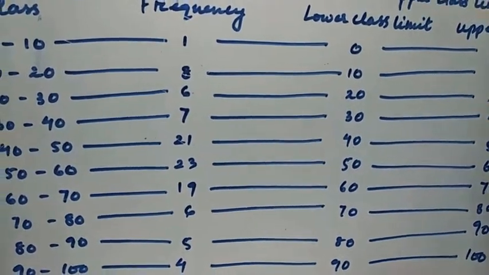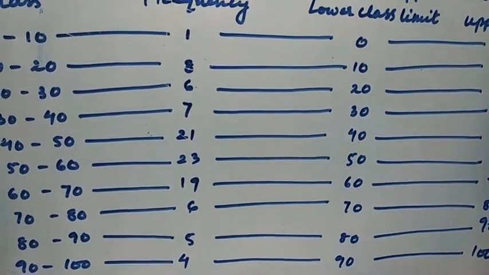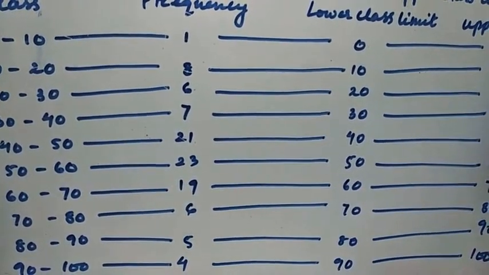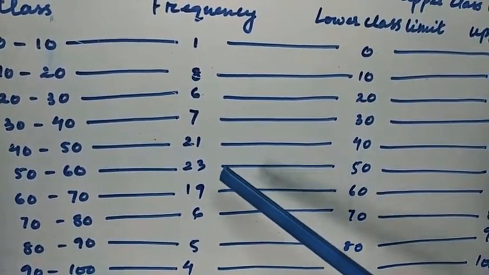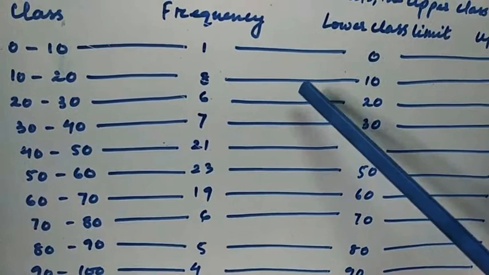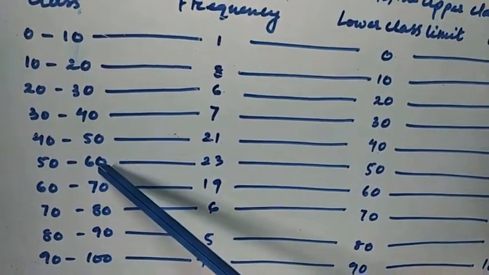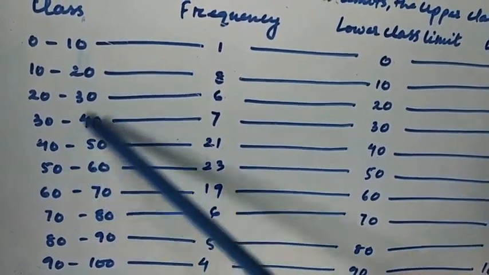Class interval or class width is the difference between the upper class limit and the lower class limit. So when I talk about class interval, it is the difference between the upper class limit and the lower class limit, that is 10 here in this example.